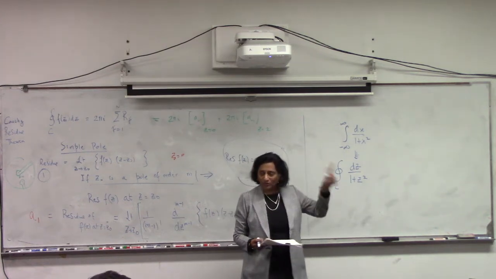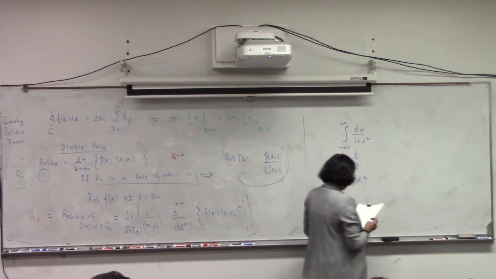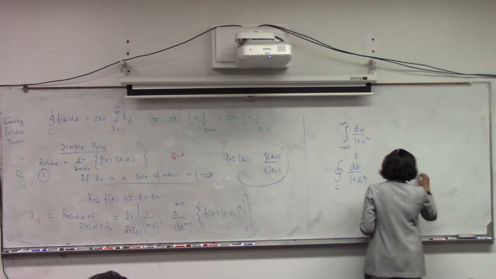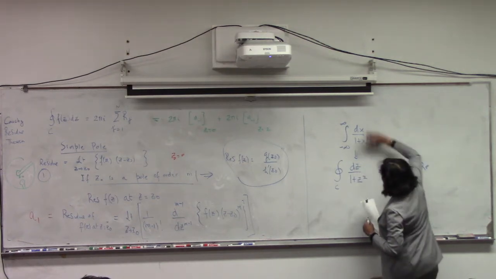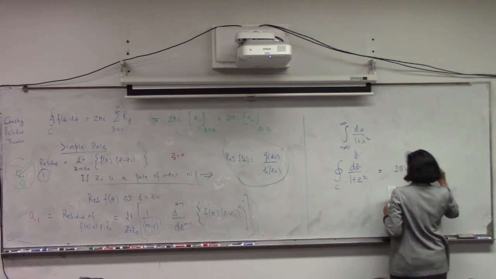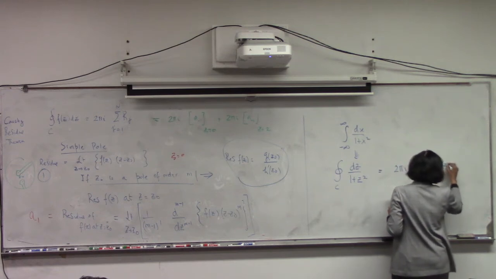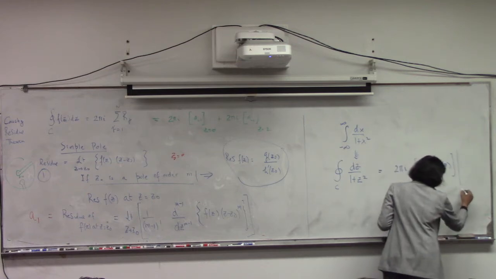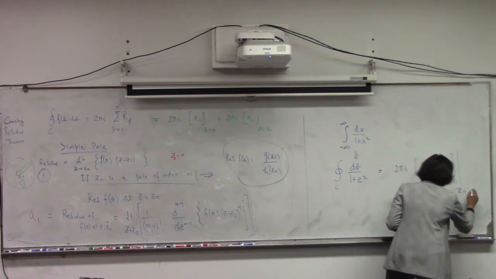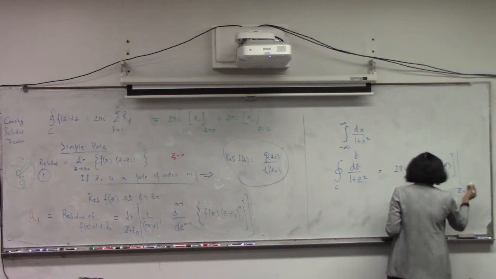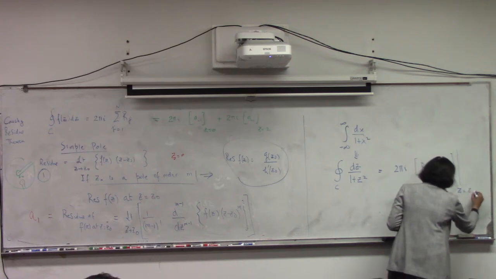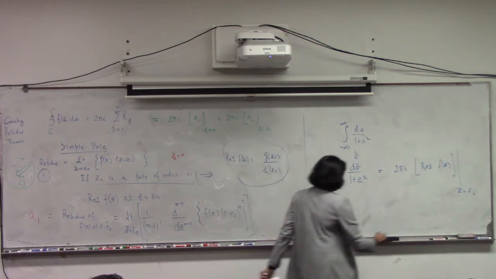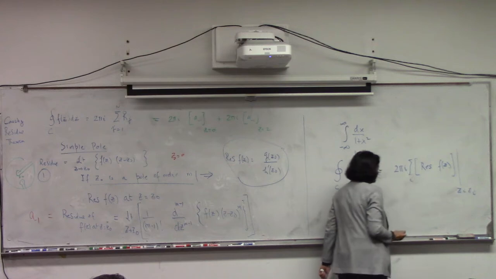My integrand is 1 over 1 plus z squared, and I need to know the residue of that function. So this is nothing but 2 pi i times the residue of f of z, where f of z is the integrand here, okay? Whatever the poles are, we got two of them, z1, z2, we need to check. If there are several of them, I need to calculate that.